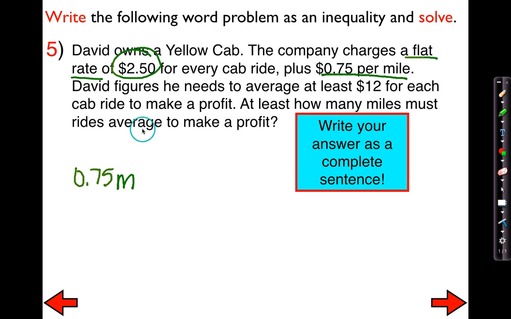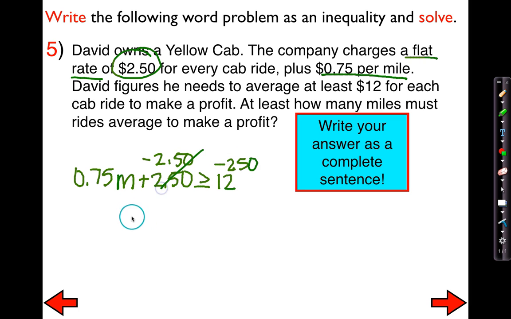But then on top of that, again, they're being charged this flat rate of $2.50. So if he wants to average at least $12, that means it's going to be greater than or equal to 12, because at least will also include the value. So this would be my inequality. I'm going to go ahead and start by undoing the addition to get rid of this constant here, leaving me with 75 cents M is greater than or equal to, that's going to be about $9.50.